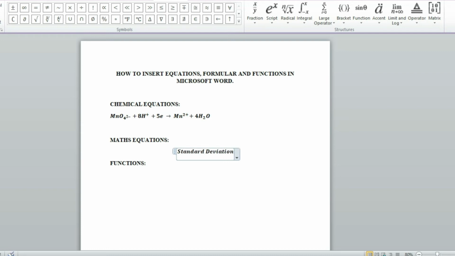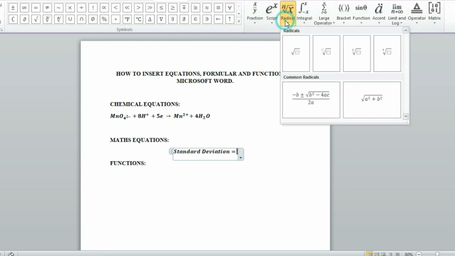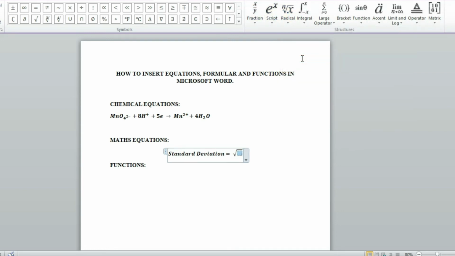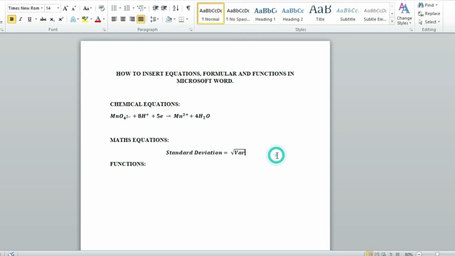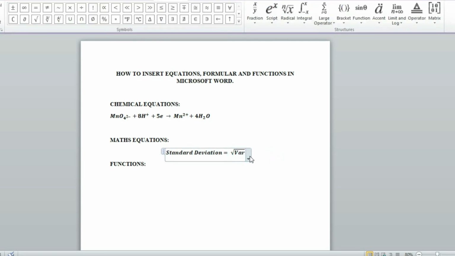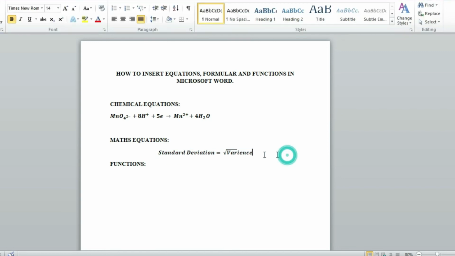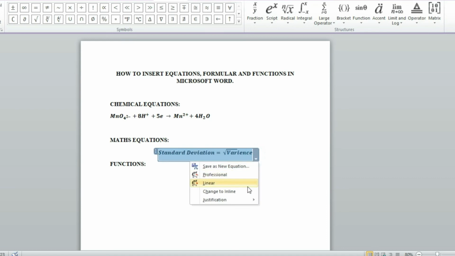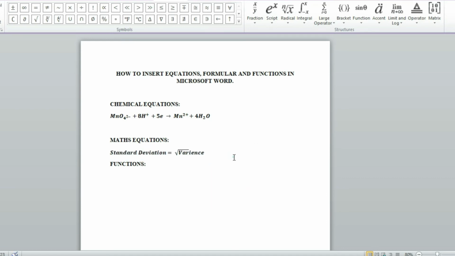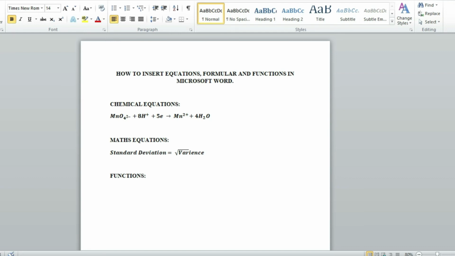Standard deviation is equal to the square root. You can always use this, the square root of variance. So this is our equation. I can write it down, variance. You can always make this change to line. It will always fall in line. Then sample variance, then sample.